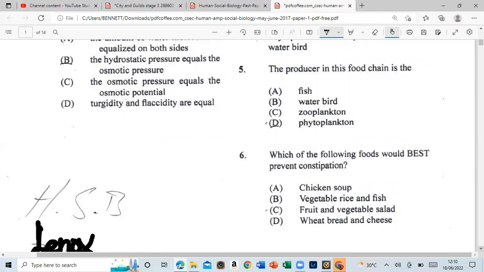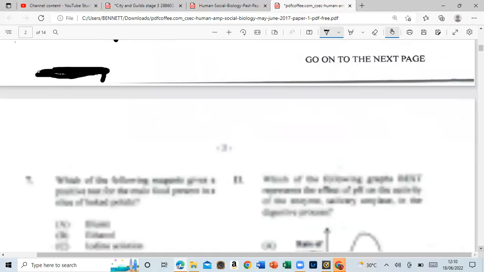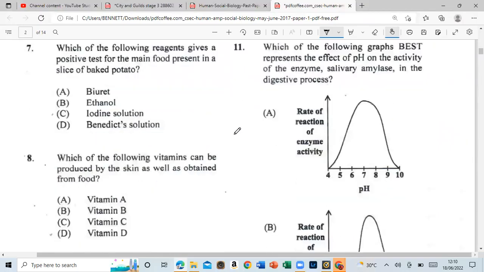Number 6, which of the following foods would best prevent constipation? A, chicken soup. B, vegetable rice and fish. C, fruit, vegetable and salad. Or D, wheat bread and cheese. And the roughage, so that's going to go with C, fruit and vegetable salad. So wives, make sure you do the fruit salad for them.